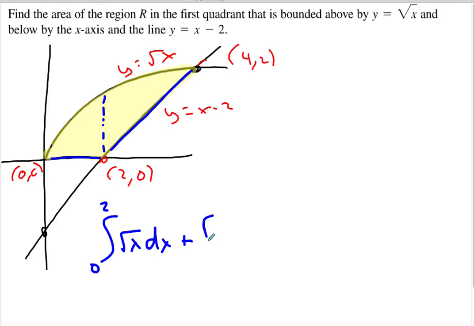And then I'll add on from 2 to 4. The top is still the square root of x, but my bottom is now x minus 2. Make sure you group your x minus 2. And we'll throw that into the calculator, and we'll get the same thing.